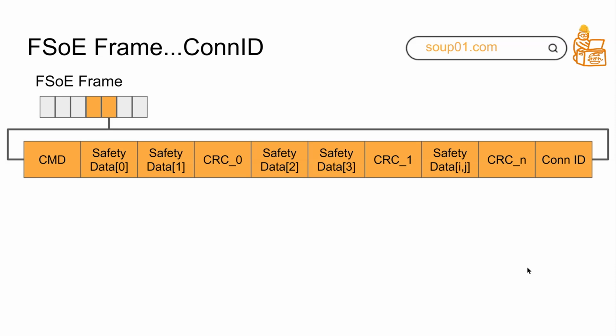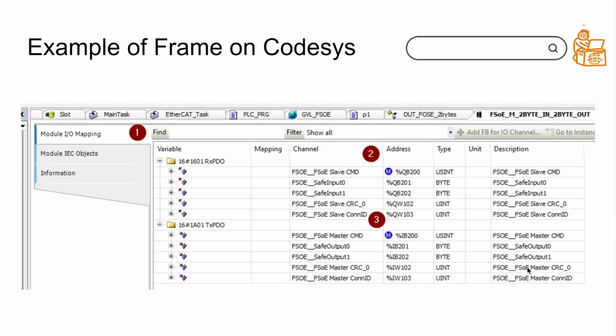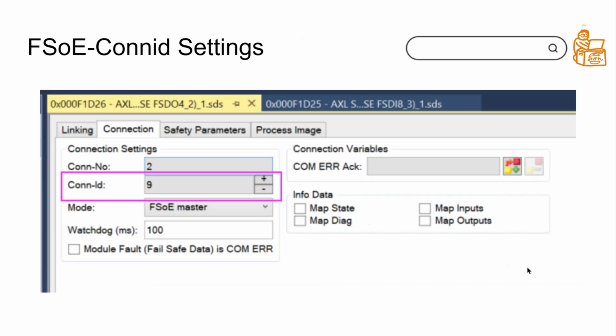And then you have a connection ID. The connection ID is an ID for each connection. Then you need to set it in the FSoE engineering tool. Don't worry, I'll show you a bit later. So here is the frame mapping in the CODESYS. You can see they have a command, safety input data or safety output data, a CRC, and connection IDs. And here is this screenshot in TwinSAFE. Then you can know that this connection is connecting to the connection ID 9. Then you can set it in the engineering tool.